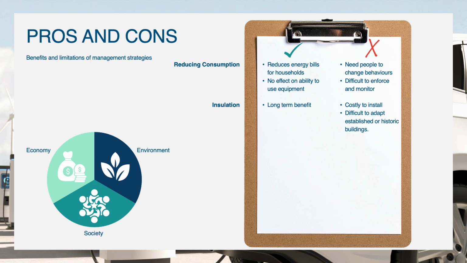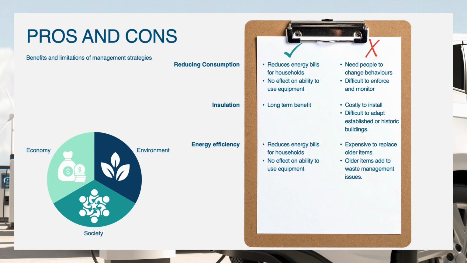Next one, with insulation. Well, this gives long-term energy savings because buildings need less heating in winter and less cooling in summer. And it reduces energy bills and can make buildings much more comfortable. Limitations, however, is it's always costly to install, especially in older buildings, and it can be difficult to adapt those established, rented or historic buildings because the walls, windows or roof spaces are hard to change.